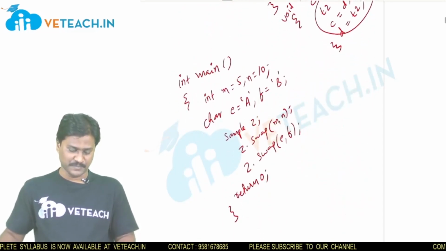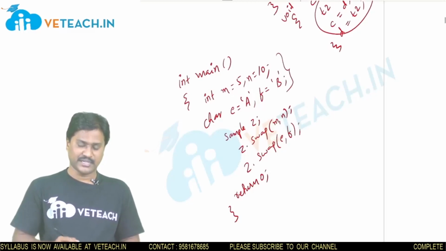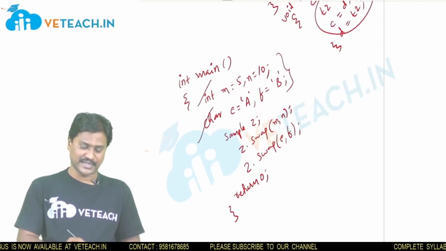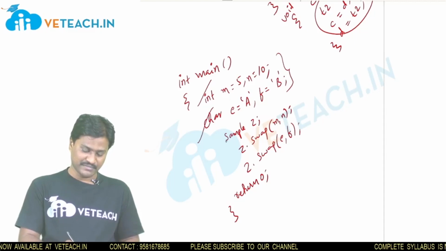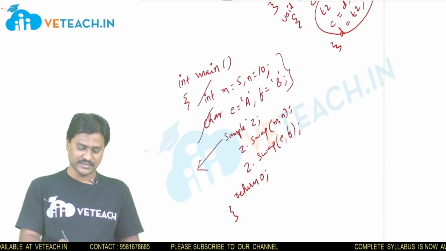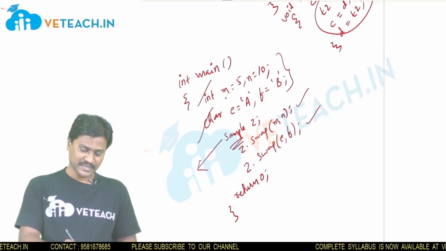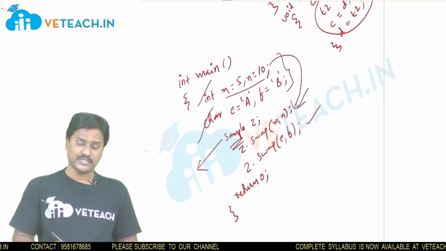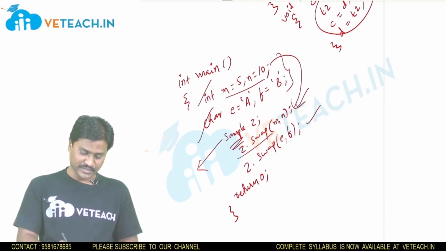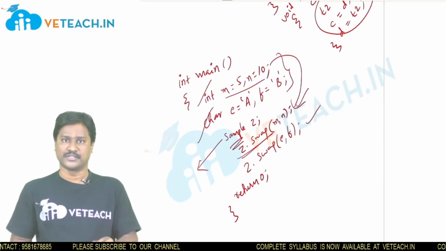Inside the main function, I have defined these data variables of integer type and character type, and I have created one object of this class called sample, and I called the swap of m, n. m and n are the two integer variables, so this automatically goes to the integer swap member function.